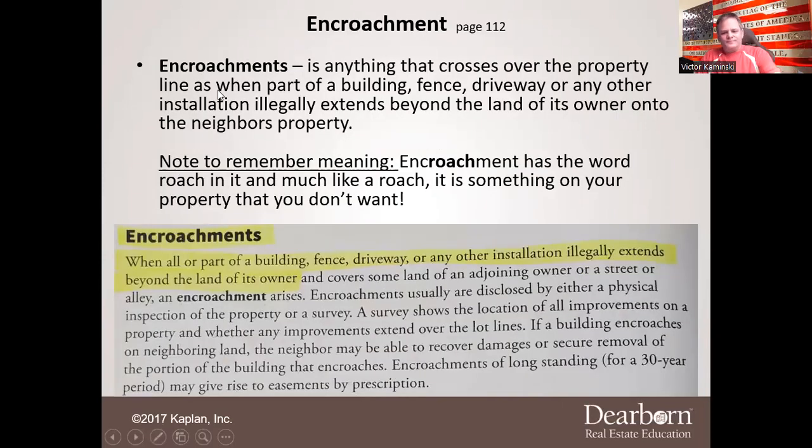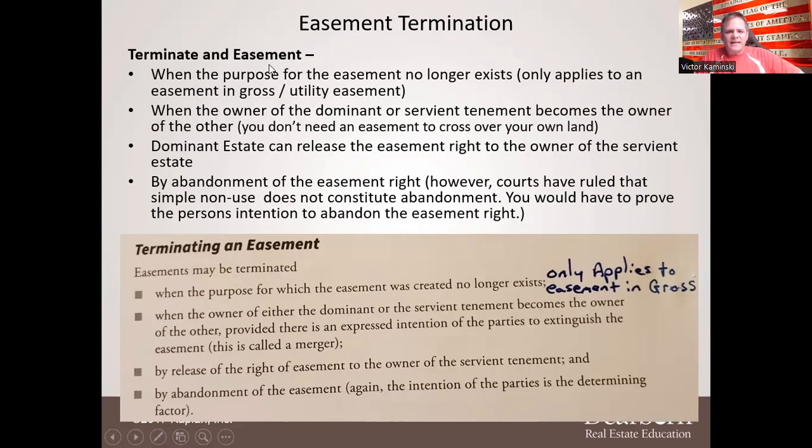All right. How do you terminate an easement? Well, when the purpose for the easement no longer exists. That only applies to an easement in gross. Or when the owner of the dominant or servient tenement becomes the owner of the other. You don't need an easement to cross over your own property. So if you bought your neighbor's property that had that easement to cross onto yours, no more easement. You don't need an easement to cross over your own land.